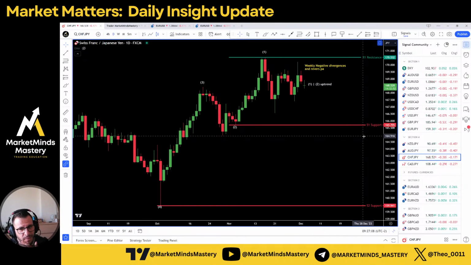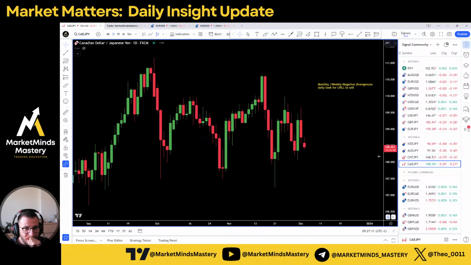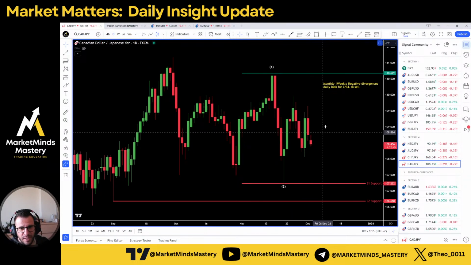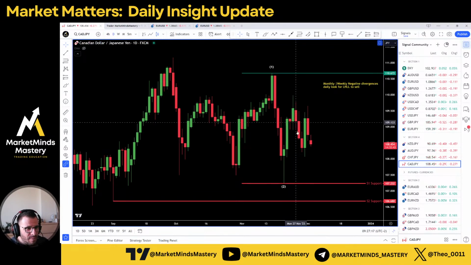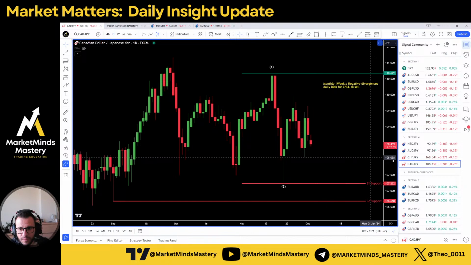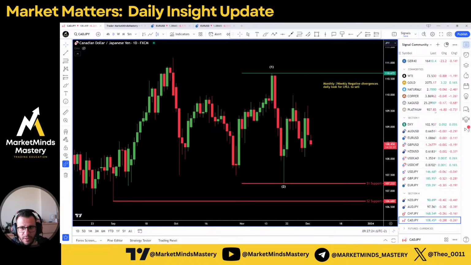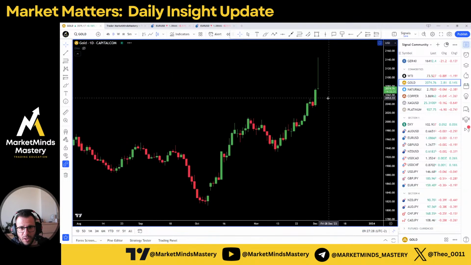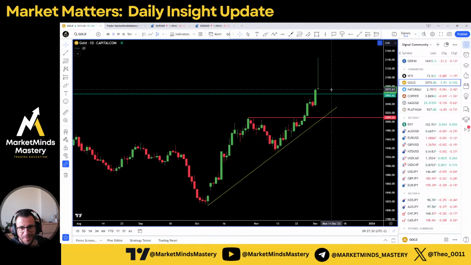Swiss franc against the Japanese yen, really nothing here. Canadian dollar against the Japanese yen, it's nothing here again. I don't see any pattern. The price just moved up and down without any, let's say, trend.